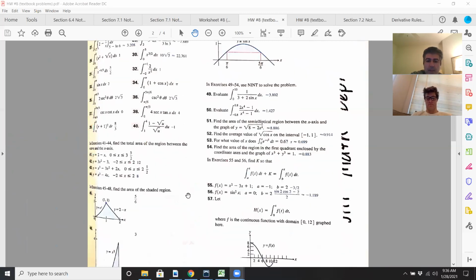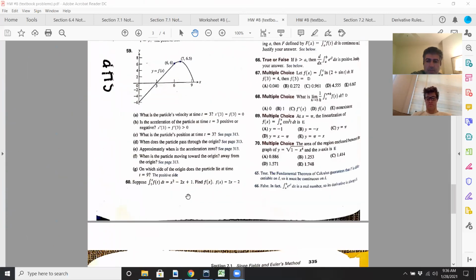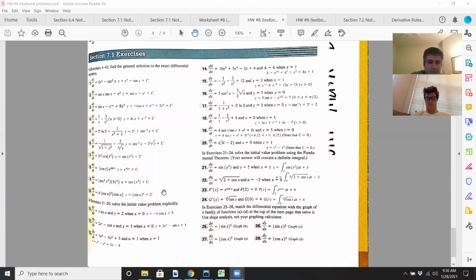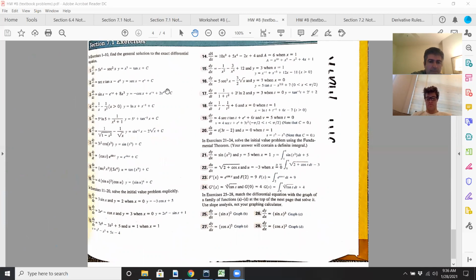Okay, I am going to hit up 57, 59 just a little bit, but someone's asked about 5 and 9 here. For number 5, so these problems here, you simply have to find the antiderivative of these. So the antiderivative of 5 to the x times ln 5 is just 5 to the x.